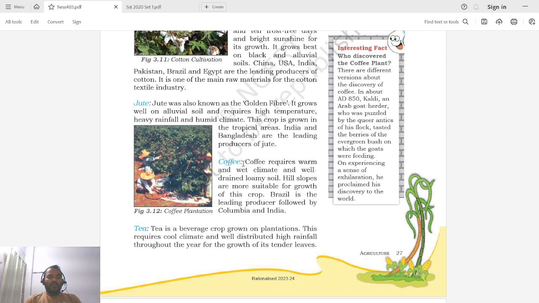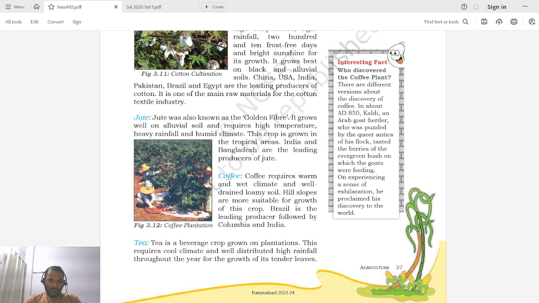So coffee. Coffee requires warm and wet climate and well drained loamy soils. Because of the drained soil, they are grown on hill slopes. Hill slopes are more suitable for growth of this crop. Brazil is the leading producer, followed by Colombia and India. Over here we are given a coffee plantation field. You may see how people are engaged in this activity, right?